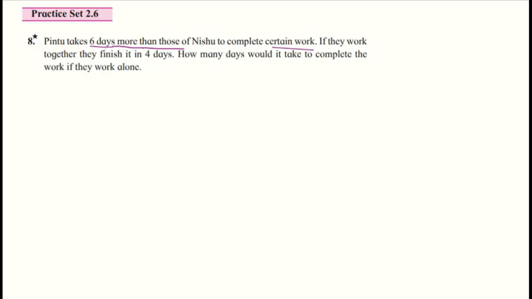So, for example, if Nishu takes 4 days to complete a work, Pinto takes 6 days more, that is plus 6. Okay. And if Nishu is taking 3 days to complete the work, Pinto is taking 6 more days to complete, that is we are adding it. So here we don't know how many days Nishu is taking. So if we say Nishu is taking X number of days to complete the work, Pinto will take X plus 6 days to complete the work.